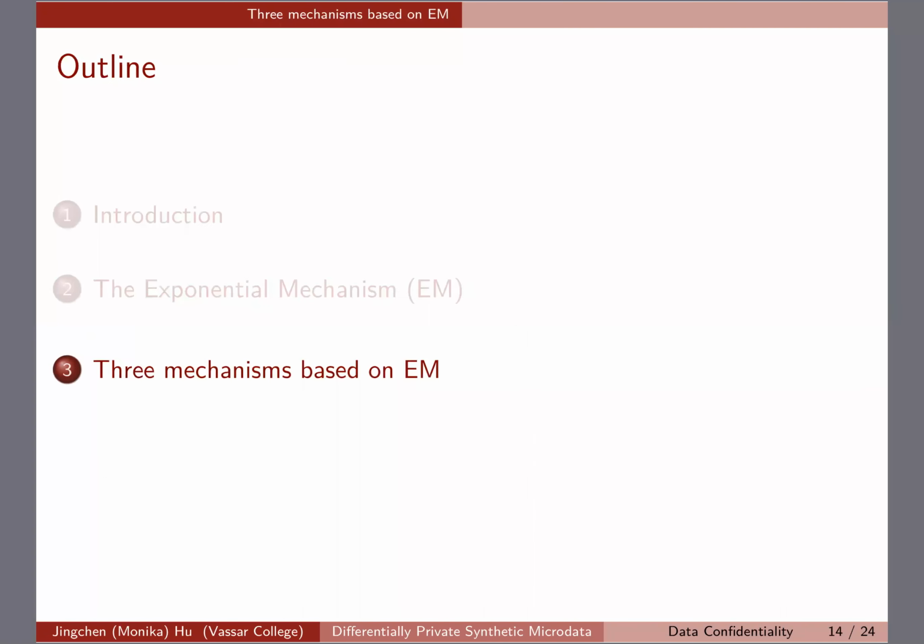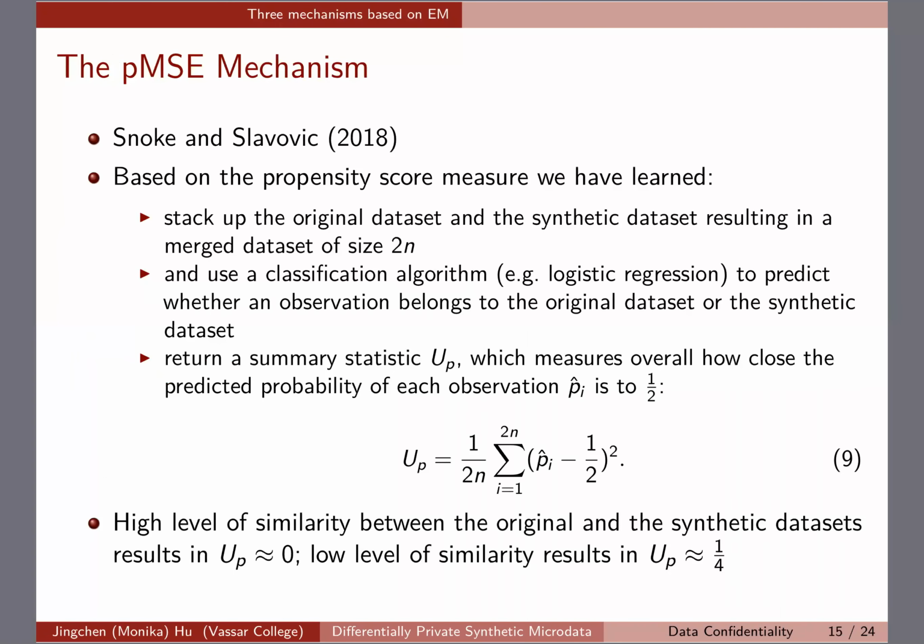All right, so the three mechanisms, okay. The first one is actually an old friend of ours. If you remember the propensity score measure, I'm sure pretty much every project team has implemented this for your project to figure out how good the utility is. So remember, we talked about propensity score as a global utility measure, right?